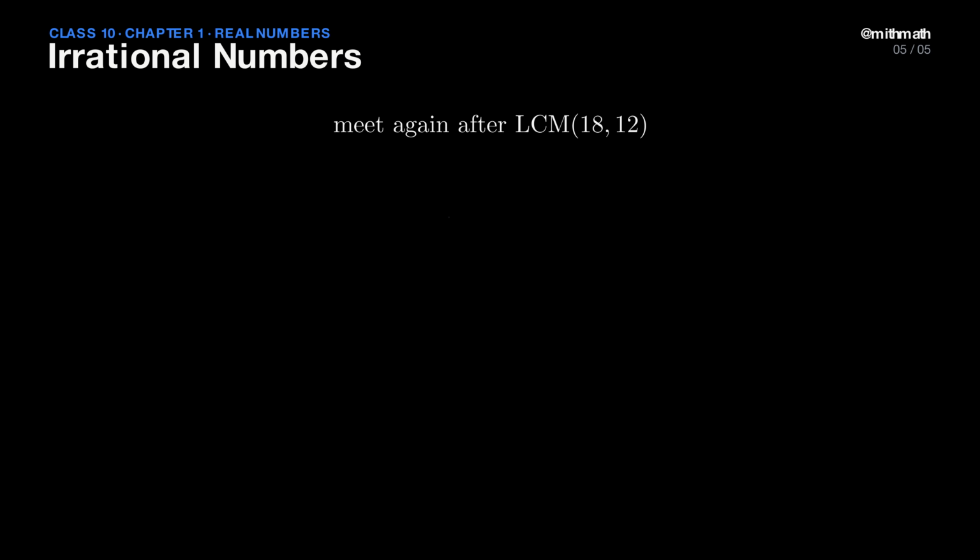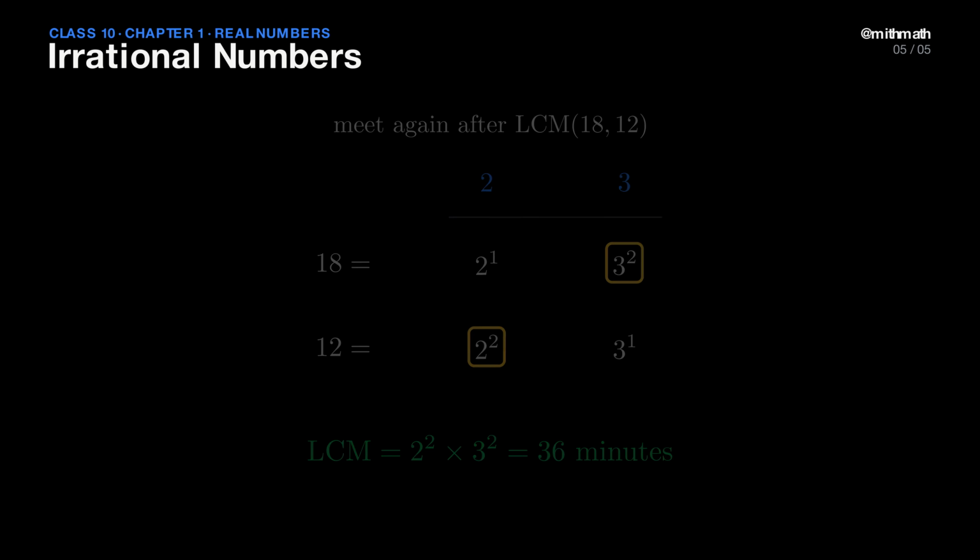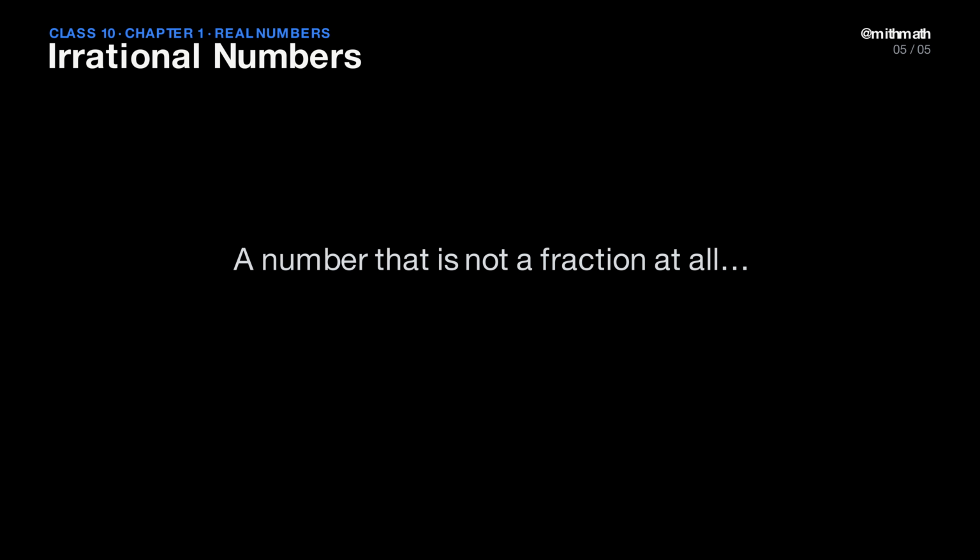They meet at the start only when both have finished whole rounds, so we need the lowest common multiple of 18 and 12. 18 is 2 times 3 squared, 12 is 2 squared times 3. The LCM takes the largest of each, 2 squared times 3 squared, which is 36. They meet again after 36 minutes. That wraps up factors and multiples.